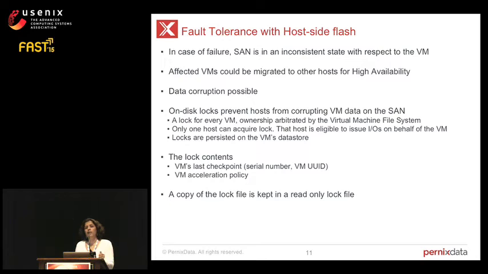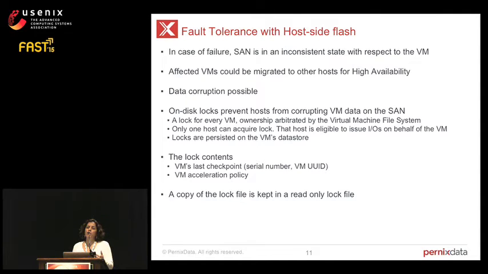Now, if there is a host failure, the affected VMs may migrate to another host to ensure high availability. If that host allows the VMs to issue writes, then data corruption might occur because the VM actually has dirty writes on its previous host that have not yet been destaged. So we have to solve for this as well.